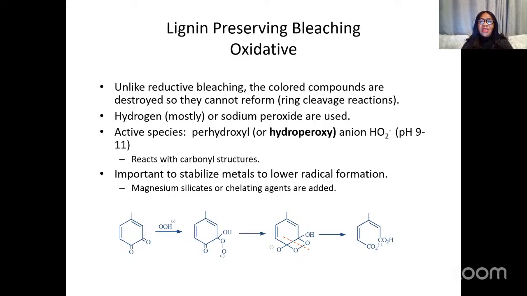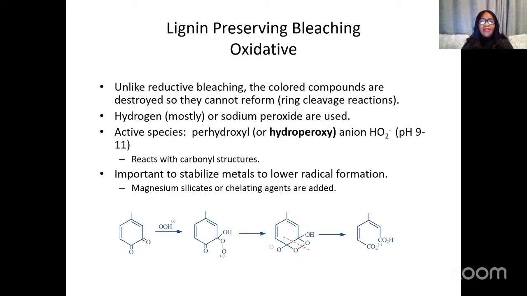So this reacts with the carbonyl structures. But it's important to stabilize metals to lower radical formation. So the magnesium silicates or chelating agents are used so that the metals will not affect the efficiency of the peroxide because of the decomposition that could occur.